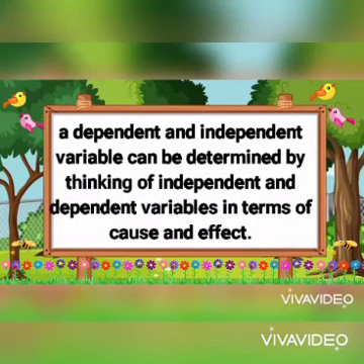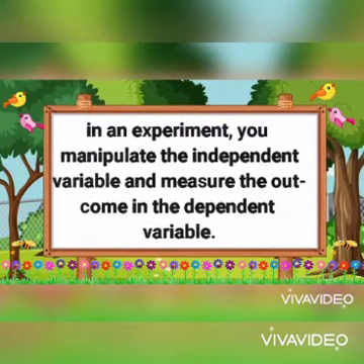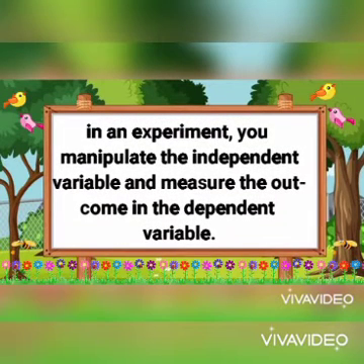A dependent and independent variable can be determined by thinking of independent and dependent variables in terms of cause and effect. In an experiment, you manipulate the independent variable and measure the outcome in the dependent variable.